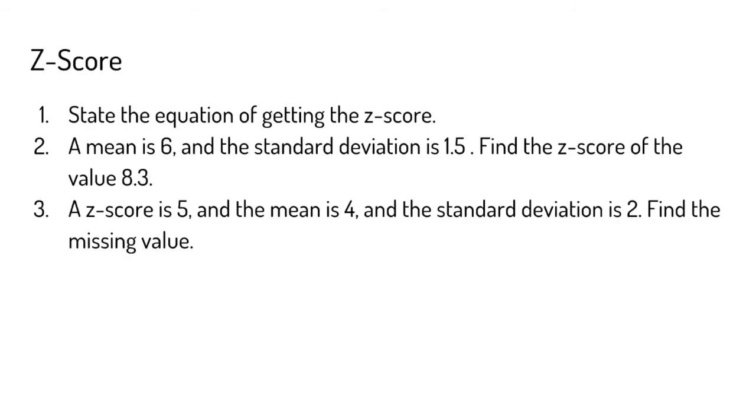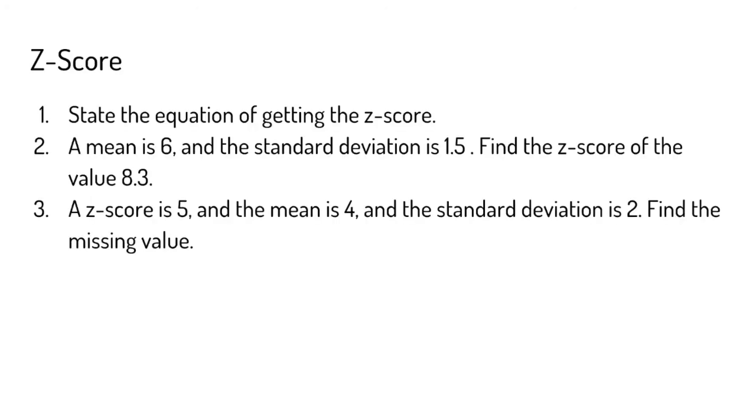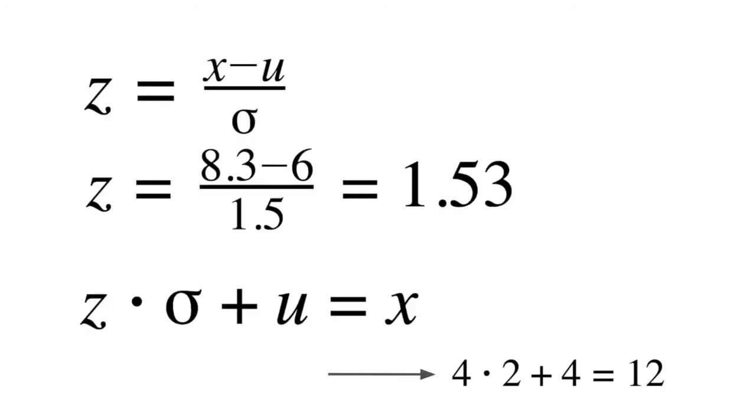For the third question, we have to manipulate the z-score equation. We're missing the value of x, so we want to leave x alone. We multiply both sides by the standard deviation, and then we add the mean to both sides, which cancels out and leaves x only on the right side. The equation becomes z multiplied by standard deviation plus the mean equals x. The z-score was 5, the mean was 4, and the standard deviation was 2. 5 times 2 plus 4 equals 14. X equals 14.